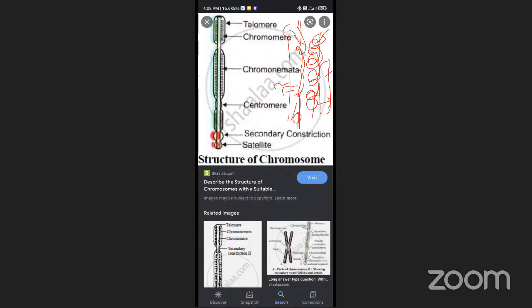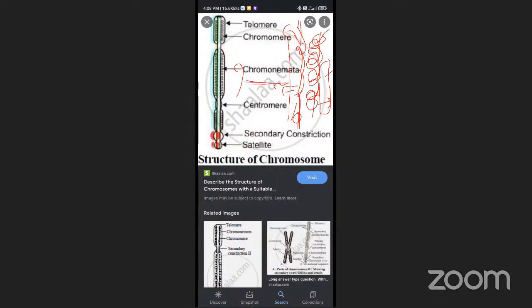Simple. Already you know the chromosome packaging: solenoid model, nucleosome model. First of all, in the nucleosome model, DNA with histone protein is loosely packed, right? When it is loosely packed, that is called chromonema. Chromonema, like this.